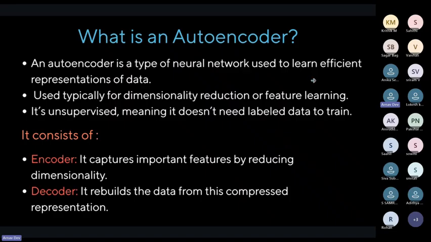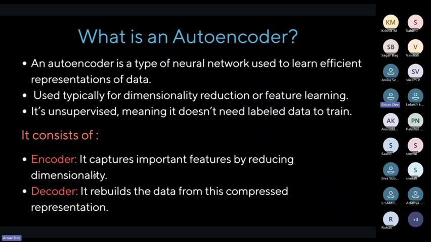First of all, an autoencoder is a type of neural network by which we can compress data and use it to learn the more efficient parts of the data and extract the important features of the data. It's typically used for dimensionality reduction or feature learning. An important thing about it is that it is unsupervised learning, which means that it doesn't need the ground truth labels for training.